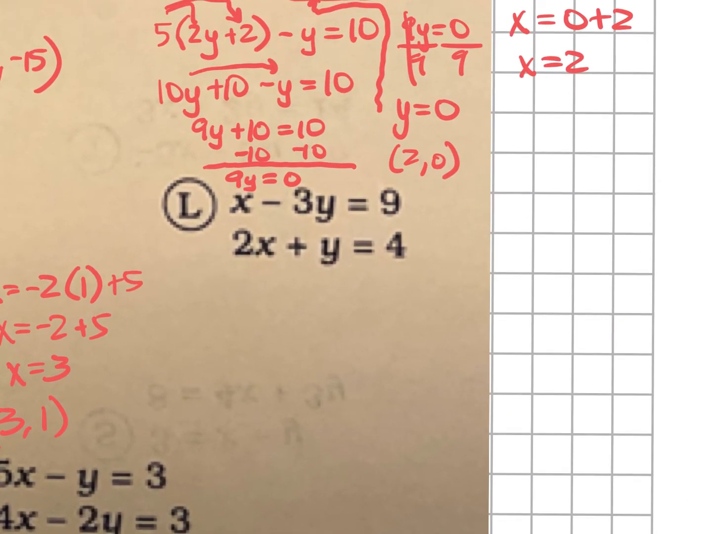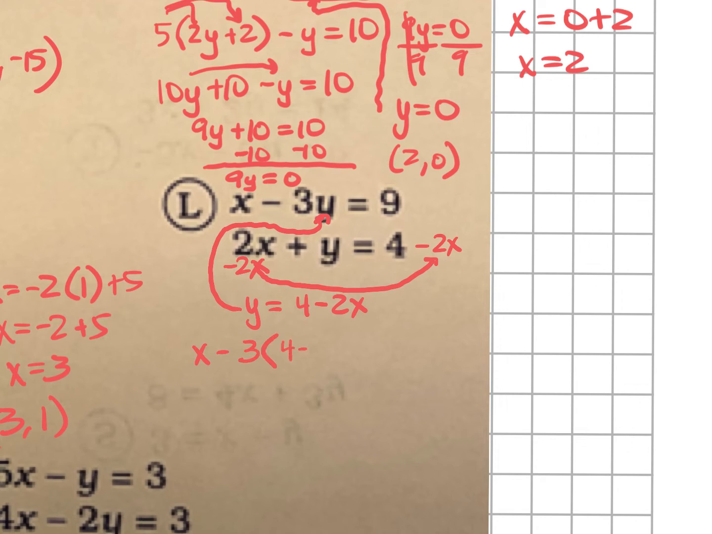Okay, this one, I'm going to rearrange a little bit. I'm going to take this 2x and send it over to this other side. So I'm going to subtract it from this side and subtract it from this side. So now I get to turn this equation into y equals 4 minus 2x. So now I know what y equals. I know y is equal to 4 minus 2x. So I'm going to use this and plug that in to right there. So x minus 3 times, and I know what y is, 4 minus 2x equals 9.